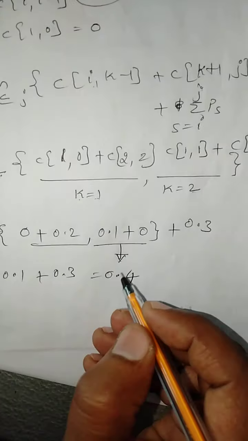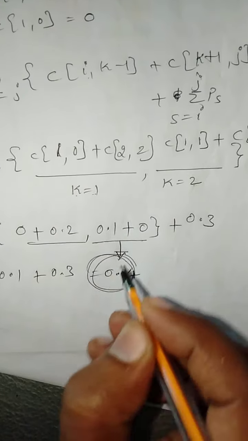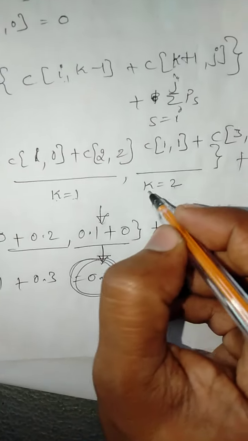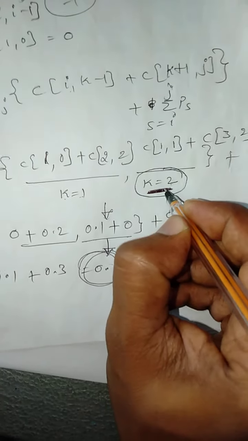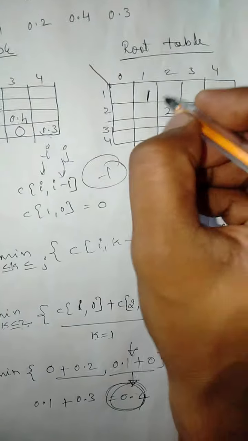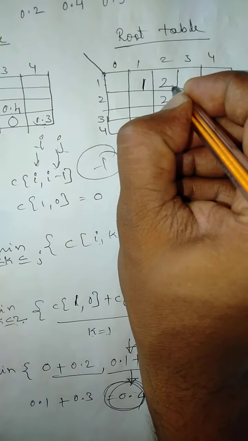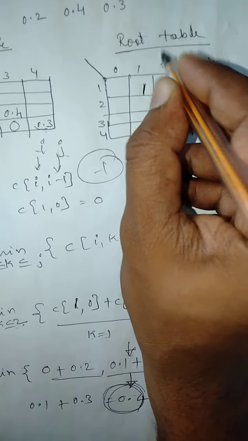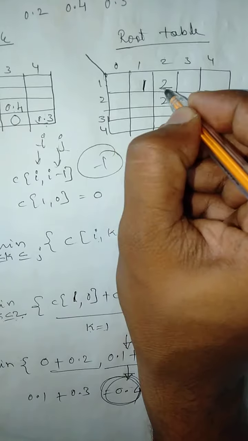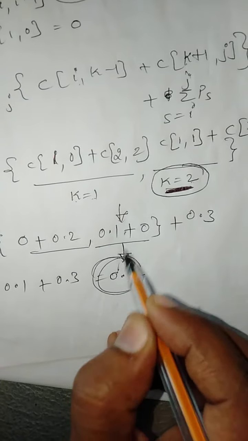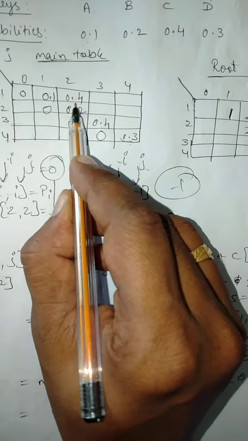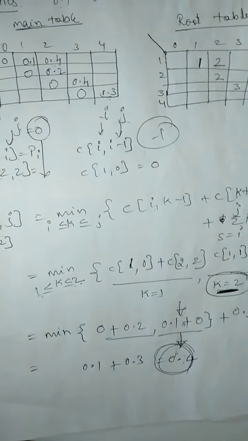Now which key value has yielded this minimum value? This k value 2, therefore you will have to fill up the k value 2 here. For C of 1 2 in the root table you have to fill up 2. Why? Because for the k value 2 I obtained the minimum, and that minimum value is 0.4, I filled up here.